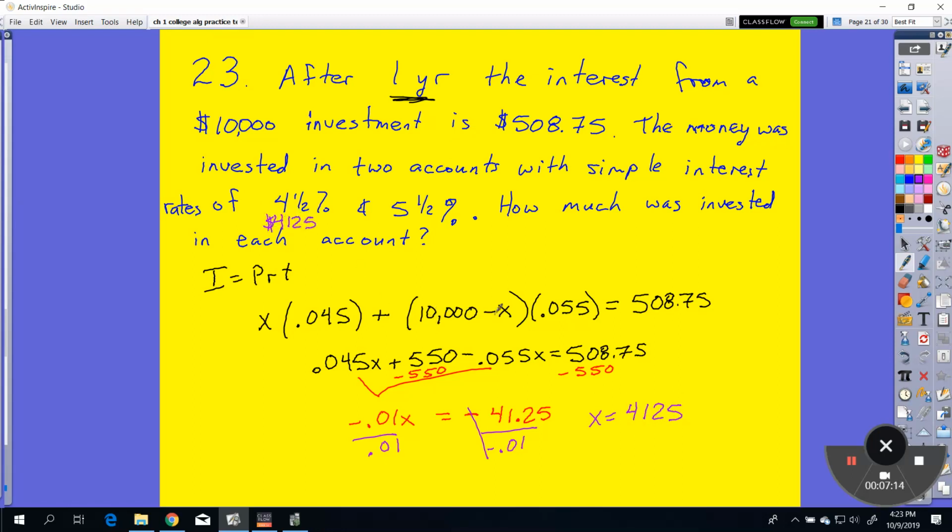The other is 10,000 minus that. So if I go 10,000 minus that, I get $5,875. Together they make $10,000. So those are my two answers that we're after for problem number 23.